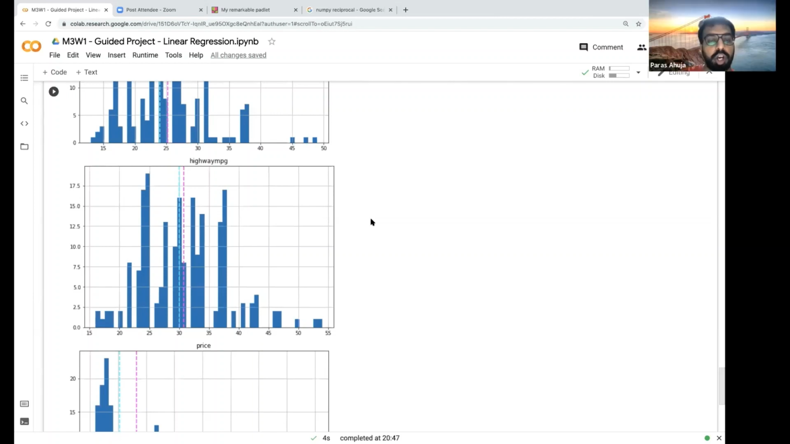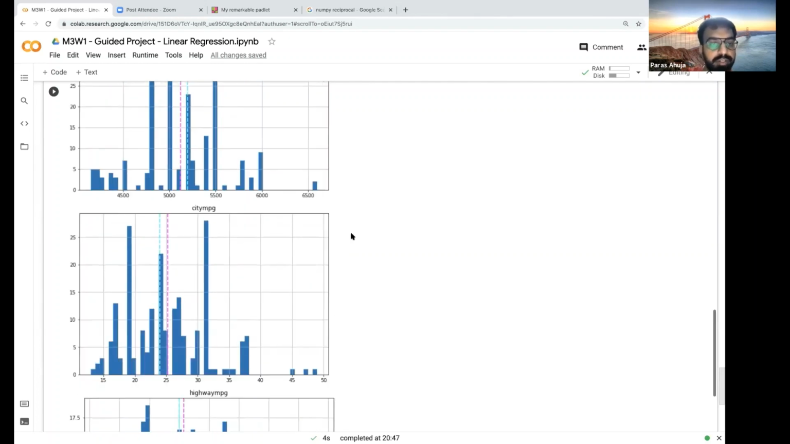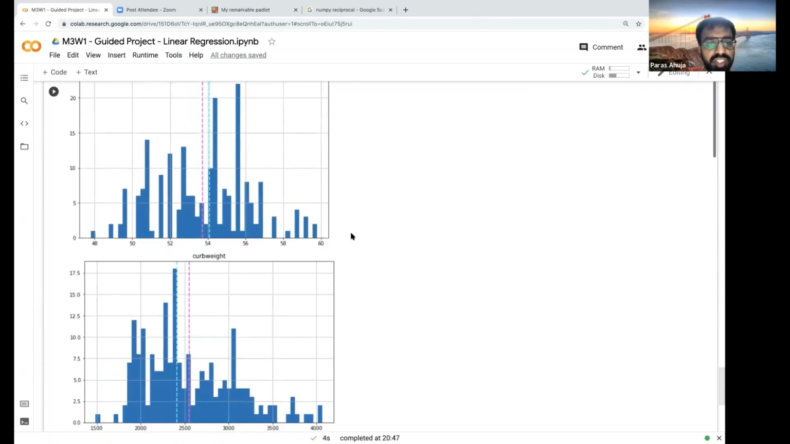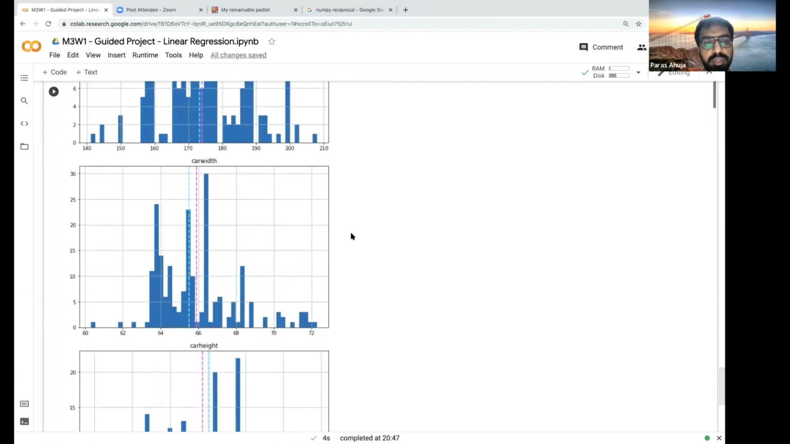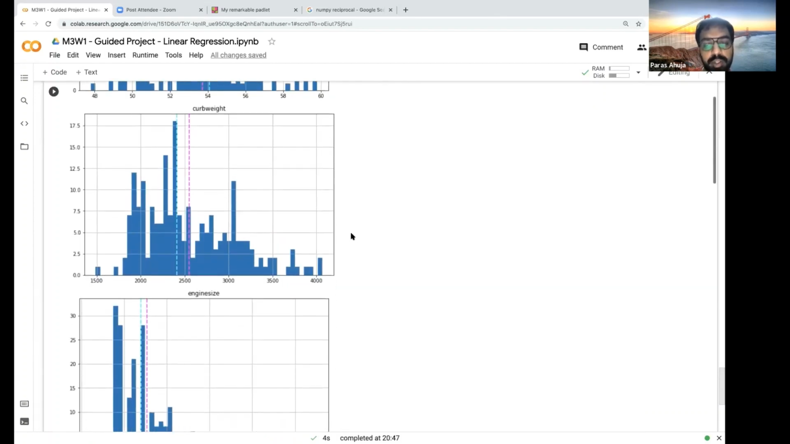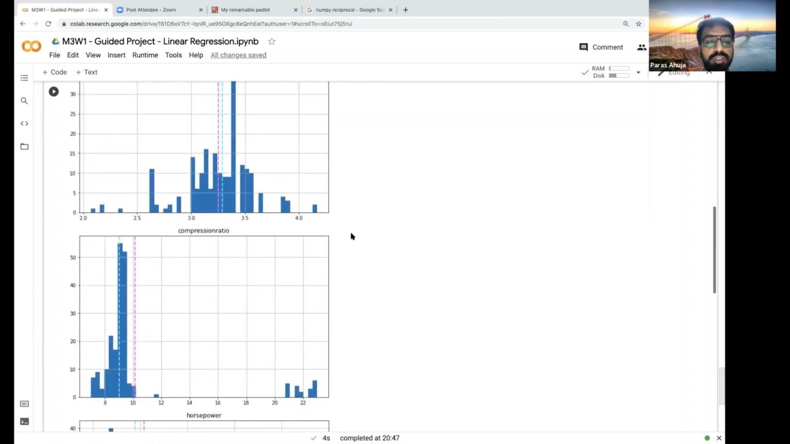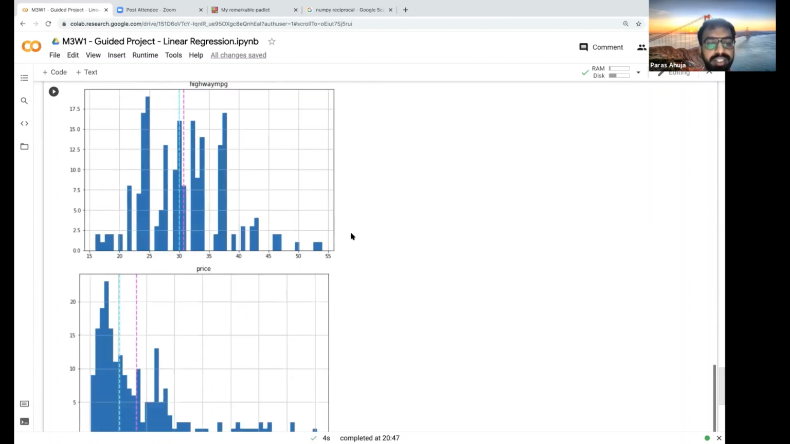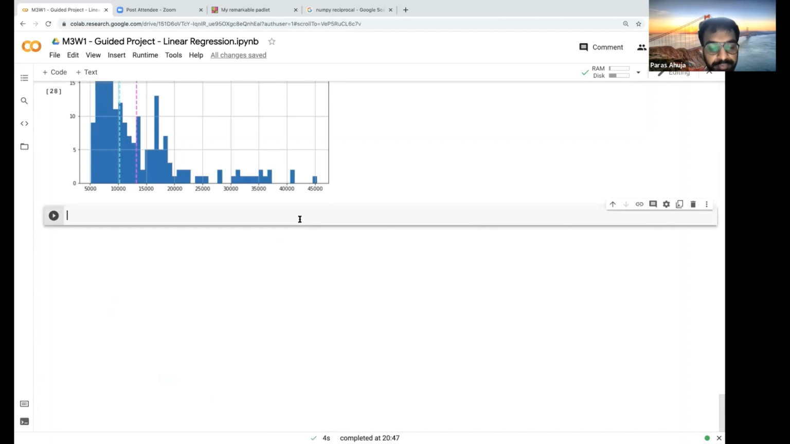Okay, so the point that I was making here, since most of them do seem to be skewed, right? So what we'll do is apply that log transformation to all of these columns. The way I have plotted here, I will create another set of plots with this log transformation.